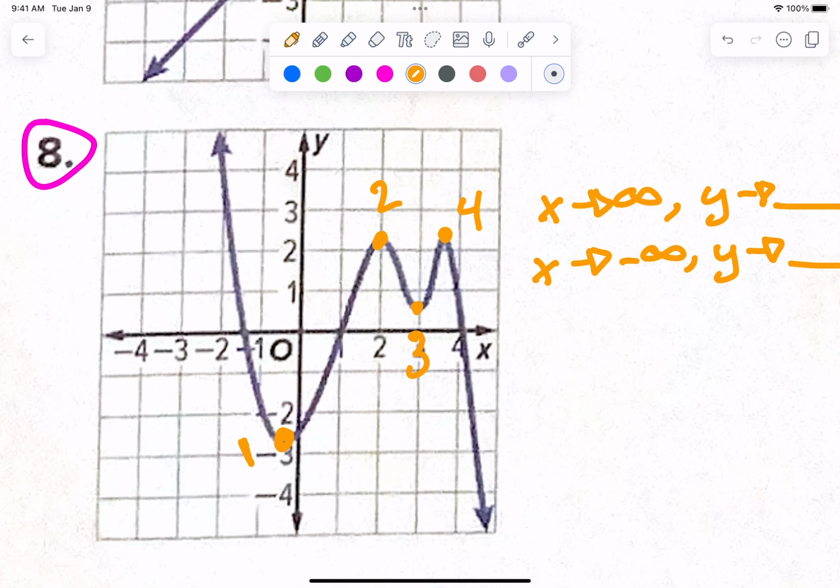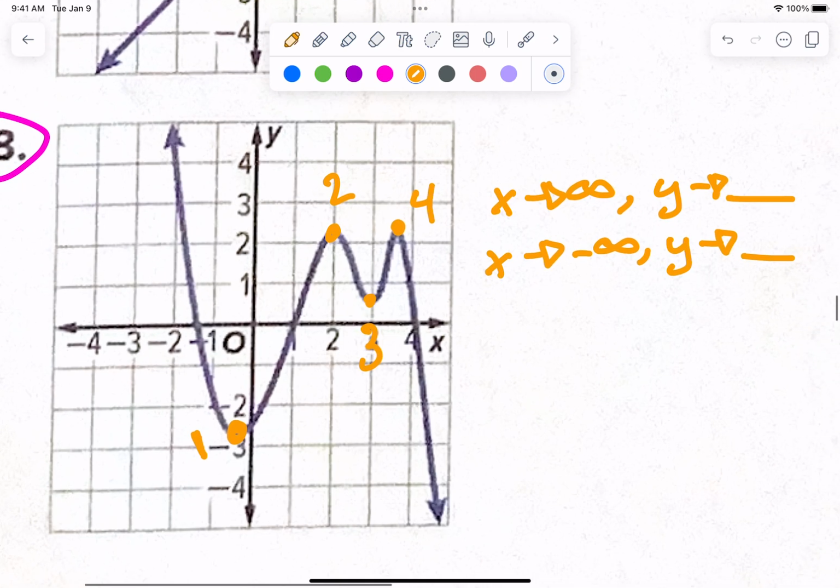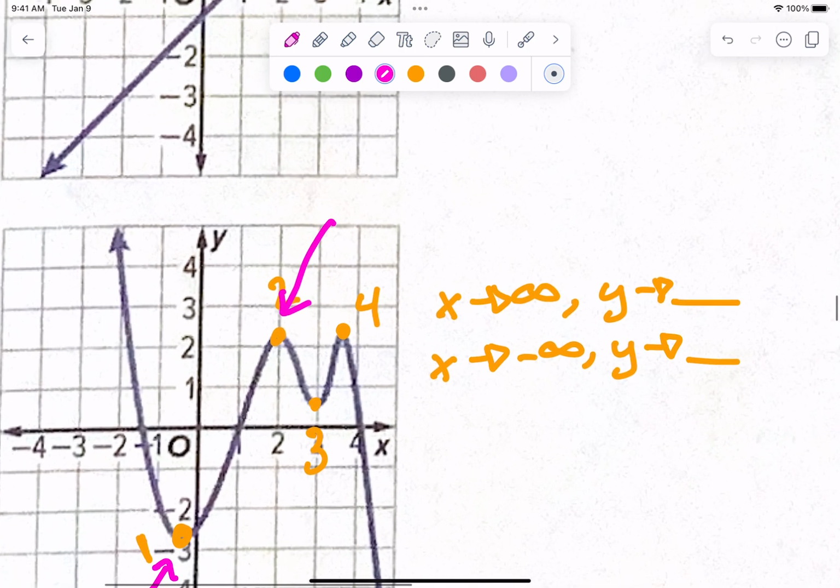Here we go. We'll go through it. All right, number 1, what is he? Min, but is he absolute or relative? He's a relative min. Okay, number 2, is he a relative or absolute? Max. Relative or absolute? What do you think? Relative.